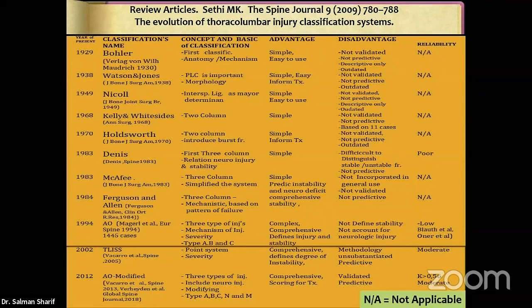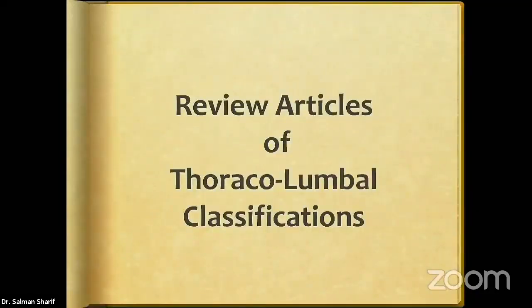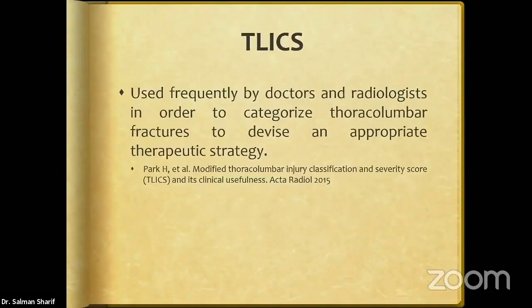And now, the latest classification is the thoracolumbar injury classification from Vaccaro and team, and there is a modification of our own. So there are only two classifications now widely used in the world: the thoracolumbar injury classification and the modified AO classification. Let's see the review article of the classification. I will explain whether each is a positive or negative conclusion.